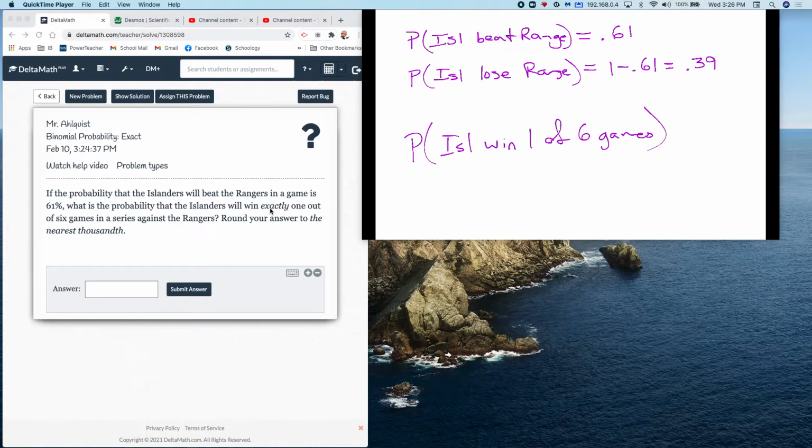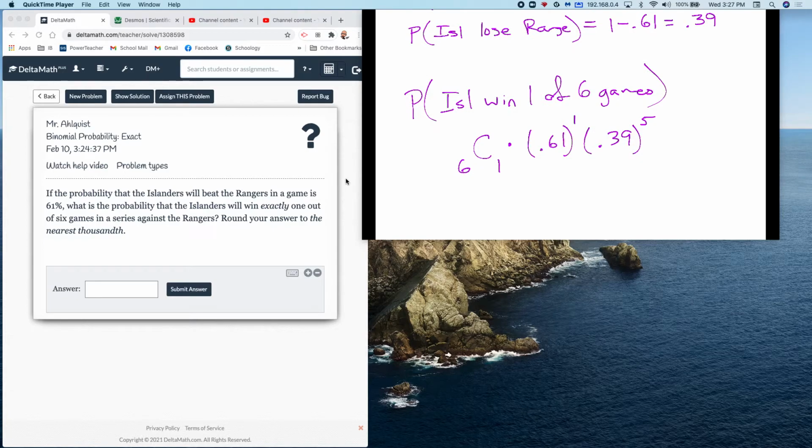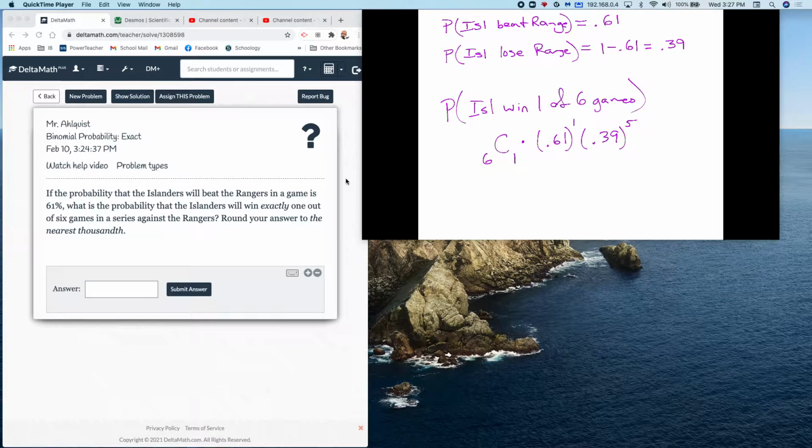Okay, so if they win 1, they're going to lose 5. So you've got 6 games, and they can win any one of those games. The probability that they win is 0.61 to the first power. But you know that they're going to lose 5 of the games. So that's 0.39 to the 5th power. And again, once we write it out, we're going to do the rest of it on the calculator.